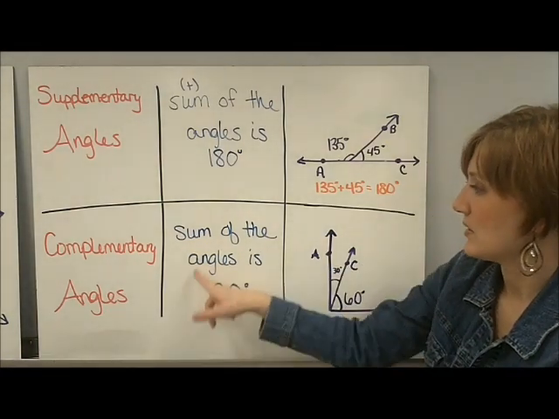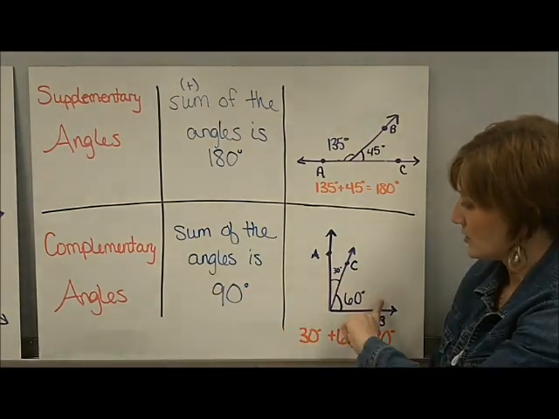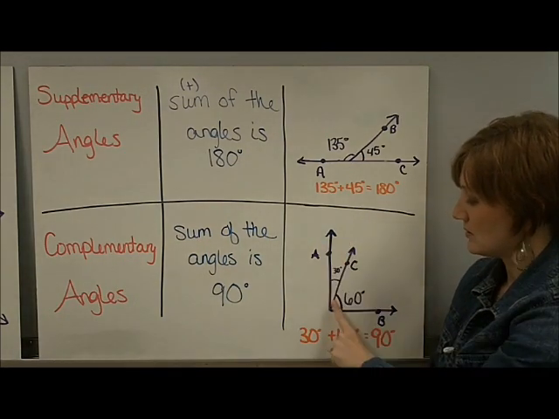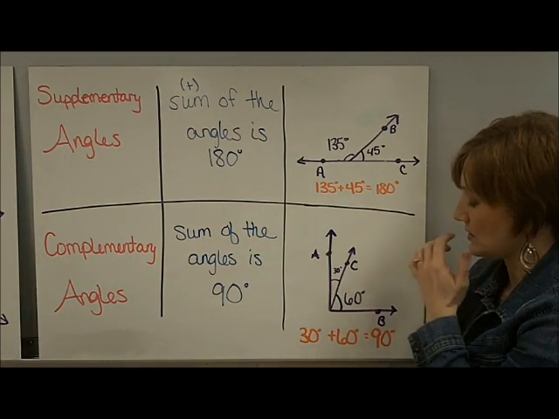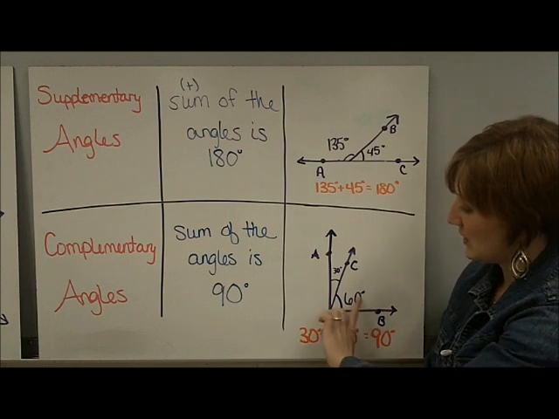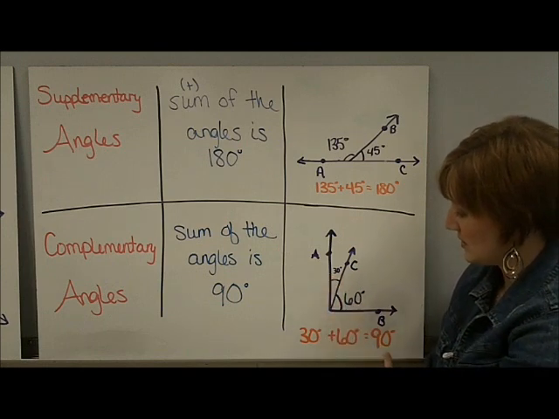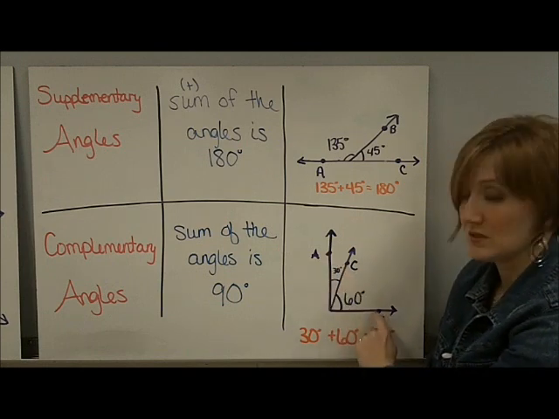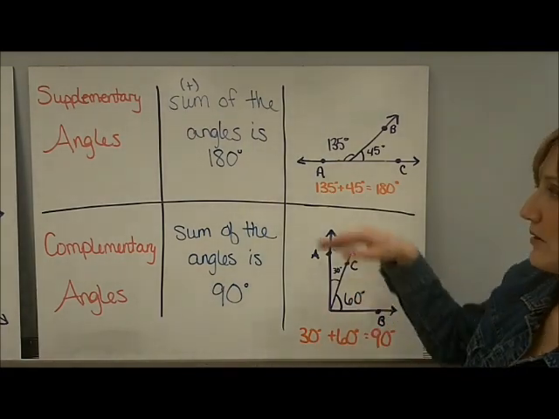Complementary angles, the sum of the angles is 90 degrees. So 90 degrees is straight up and straight out to the side. And so these would be 30 degrees plus 60 degrees is 90 degrees. So 30 degrees and 60 degrees would be complementary angles.